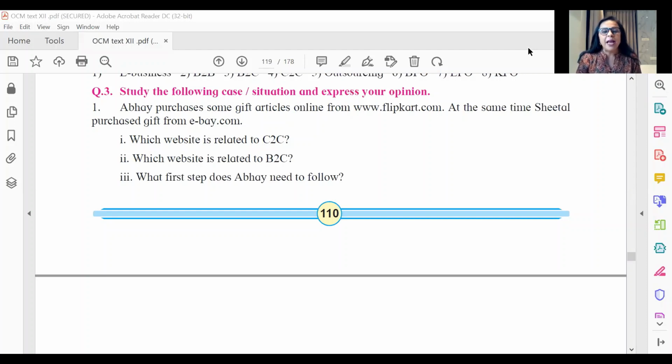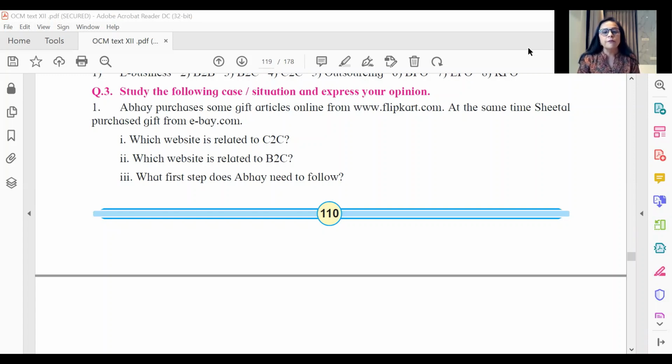Remember, the very fact that eBay is no longer a very popular website, this question cannot come. Today we have OLX, which is a C2C, customer to customer, website which is popular. However, let's go to the questions. Which website is related to C2C? So we are talking about eBay. When a customer sells another product to another customer, generally second-hand and used products, that's called C2C.